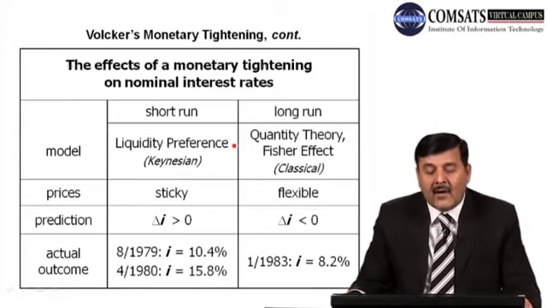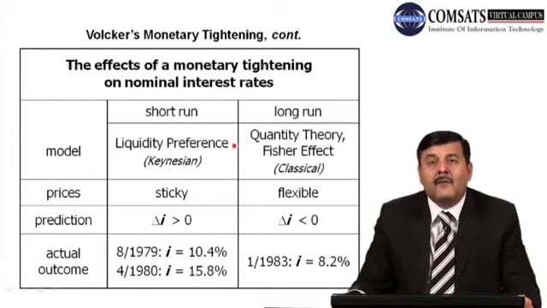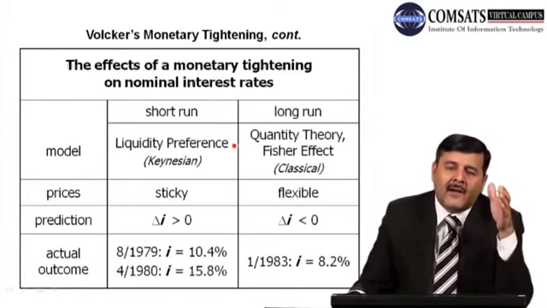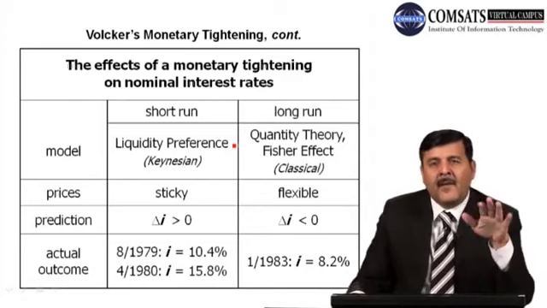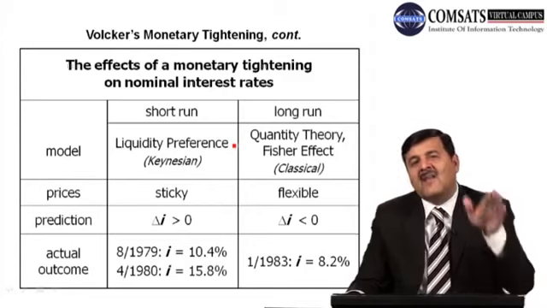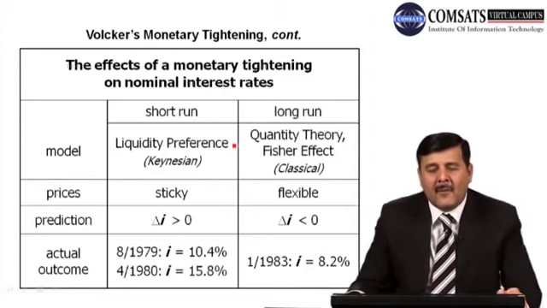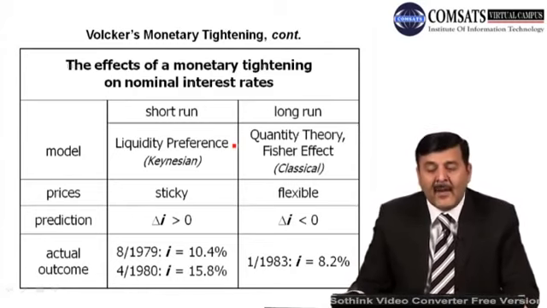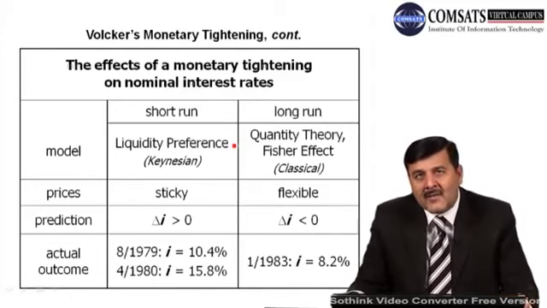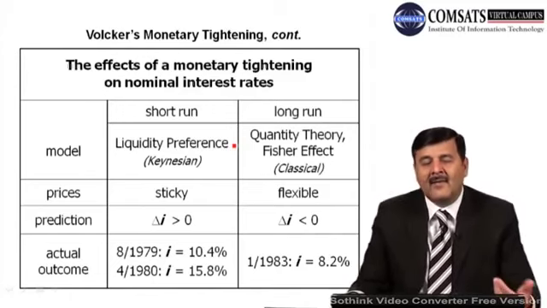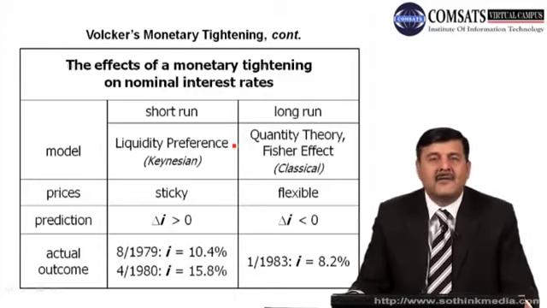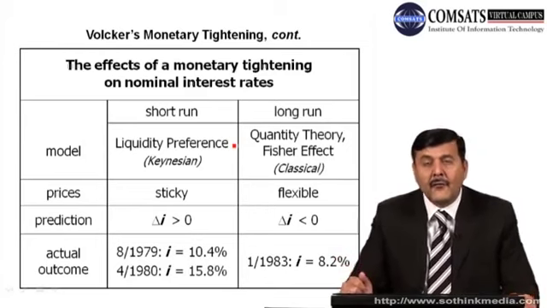In 1979, the nominal interest rate was 10.4%, but after adoption of that tight monetary policy by the chairman of the Federal Reserve, the nominal interest rate increased, as under Keynesian economics, from 10.4% to 15.8%. And if we talk about classical economics, the nominal interest rate will go down, and it has gone down from 10.4% to 8.2%.